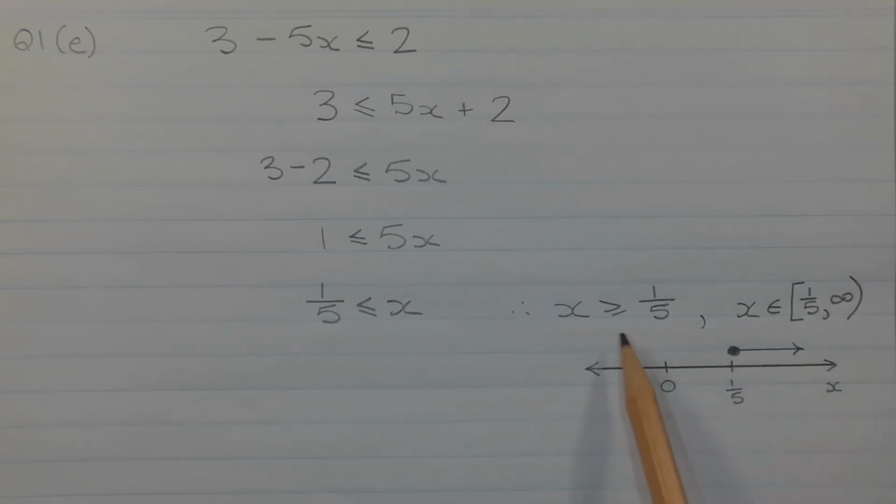Here is a solution shown graphically on a number line. Note the use of the closed circle, which means x can equal the endpoint 1 over 5, and the arrow drawn from the circle pointing to the right-hand side, which means x is greater than or equal to 1 over 5.